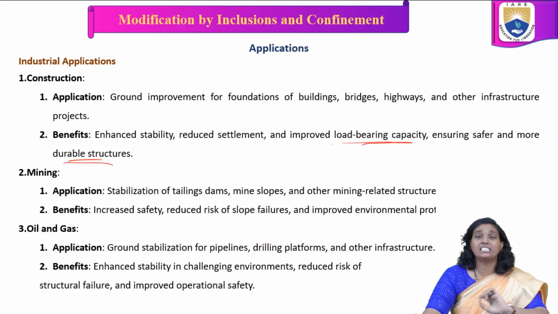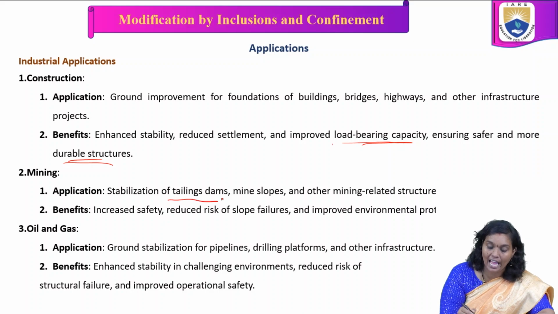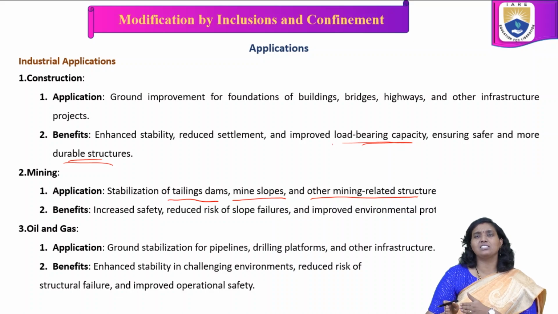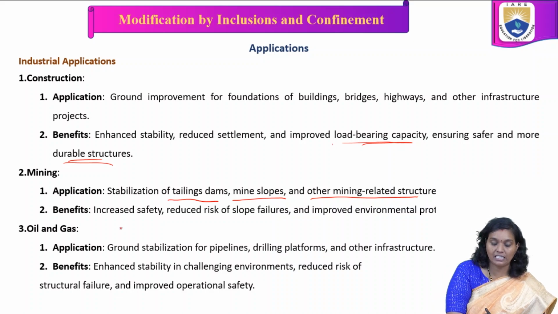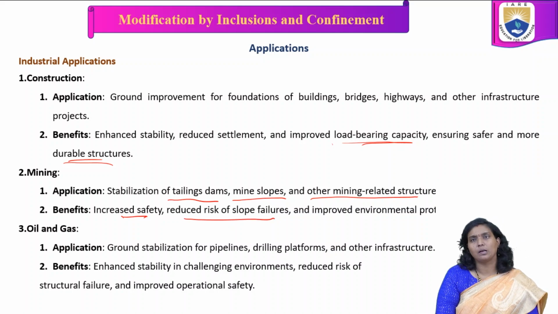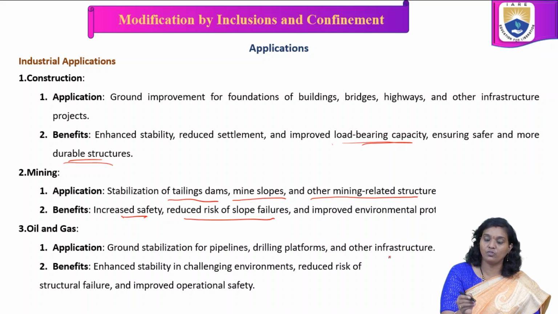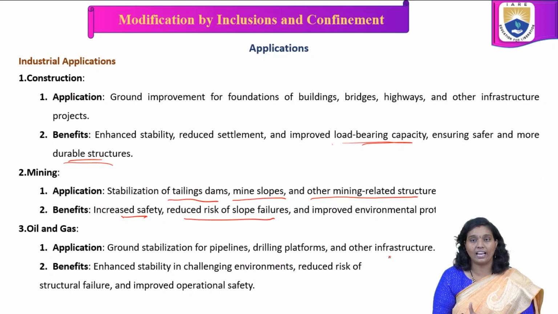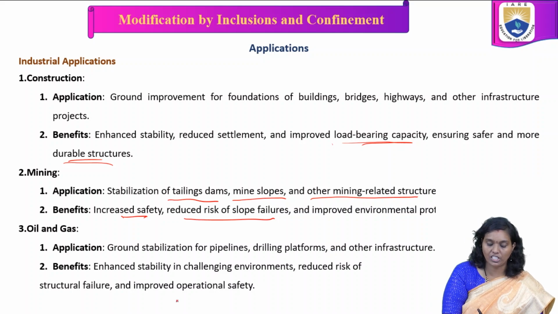In mining, confinement is used for stabilization of tailing dams, mine slopes and other mining related structures. Once we apply this confinement, the results are increased safety, reduced risk of slope failures and improved environmental protection. In oil and gas, it is used for ground stabilization for pipelines, drilling platforms and other infrastructure. Using this confinement, we get enhanced stability in challenging environments, reduced risk of structural failure and improved operational safety.